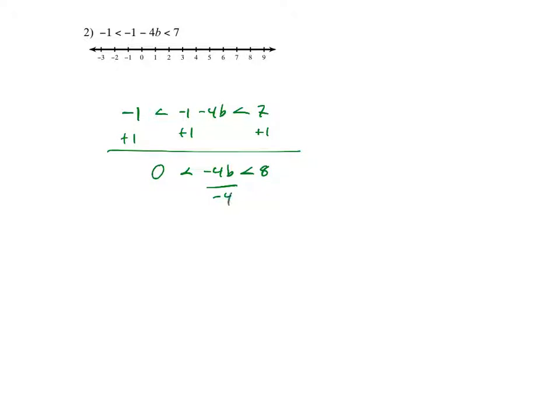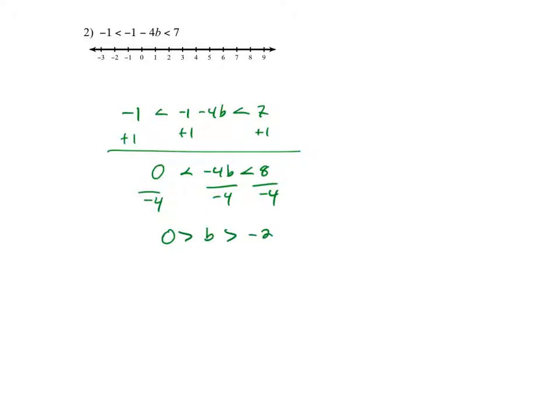Okay, so number 2, I have -1 less than -1 minus 4b less than 7. Right? So I'm going to add 1 on both sides, plus 1. So 0 is less than -4b less than 8. Now I'm going to divide by -4. And here we have to be very careful because I'm dividing by a negative number. So that means that 0, I'm going to flip the inequality sign.